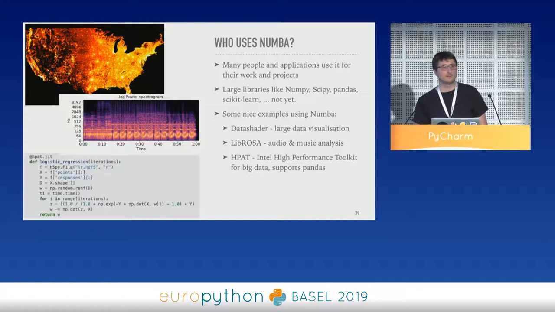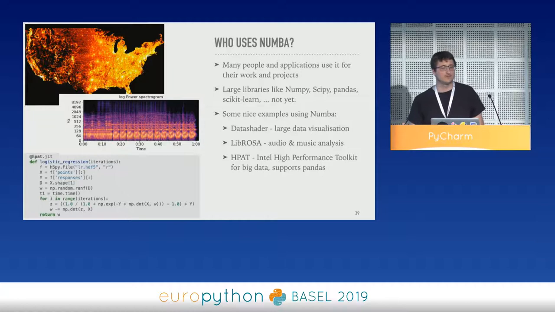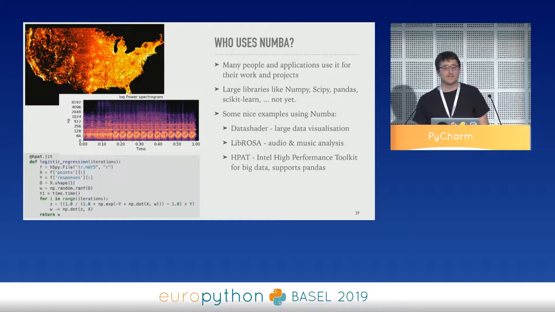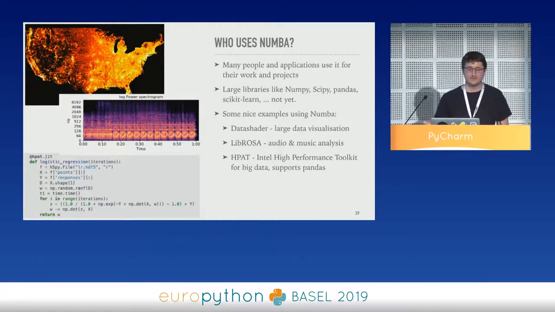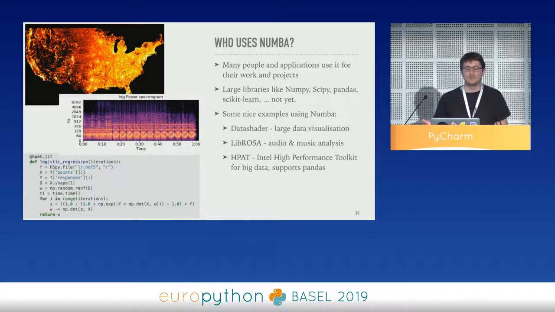So I think currently many people and applications use Numba for their work and projects, like we do for gamma-ray astronomy, and many others do as well. But the large libraries like NumPy, SciPy, Pandas, and scikit-learn have not adopted Numba yet. And there are some nice examples now of packages using Numba, for example, Datashader, shown on the top left, which is a large data visualization library implemented in Numba. There's Librosa, which is for digital signal processing and audio and music analysis, also implemented using Numba.